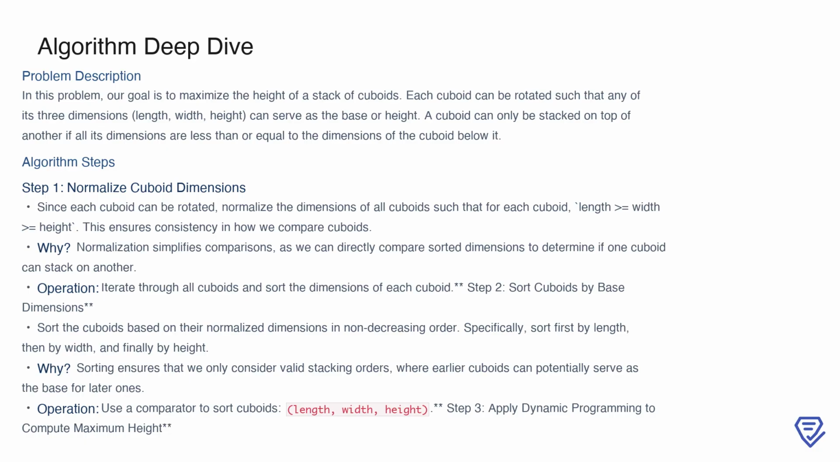To solve this, we break the algorithm into clear steps. First, we normalize the dimensions of each cuboid so that the length is always greater than or equal to the width, and the width is greater than or equal to the height. This standardization ensures consistency when comparing cuboids for stacking. Next, we sort all the cuboids based on their normalized dimensions in non-decreasing order, first by length, then by width, and finally by height. This helps us establish a valid sequence for stacking. Finally, we use a dynamic programming approach to calculate the maximum possible stack height. Each of these steps builds the foundation for an efficient and systematic solution to the problem.